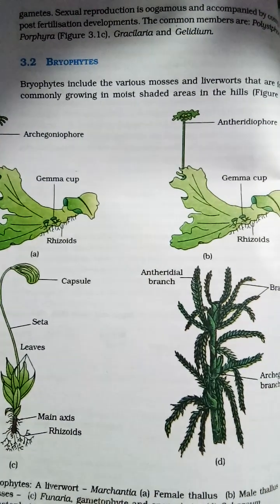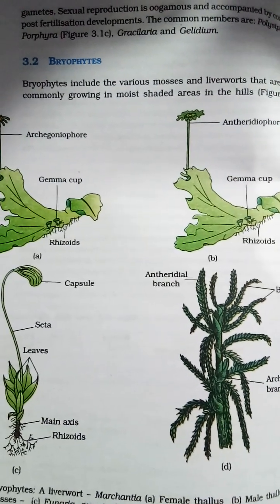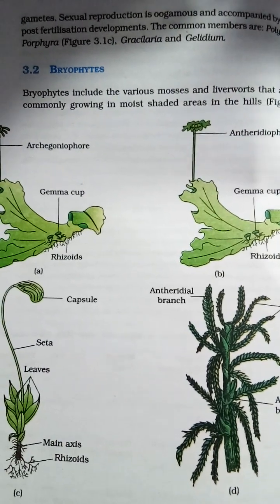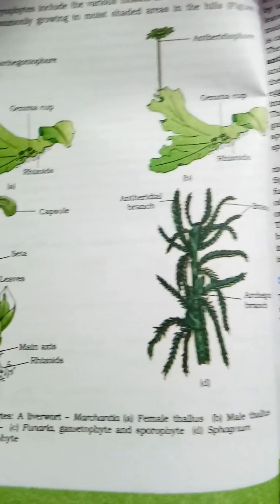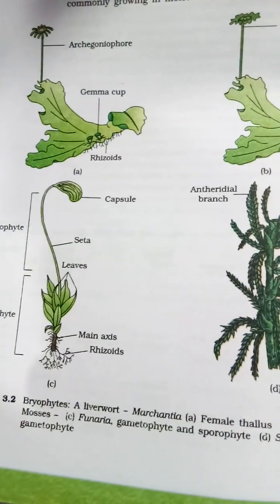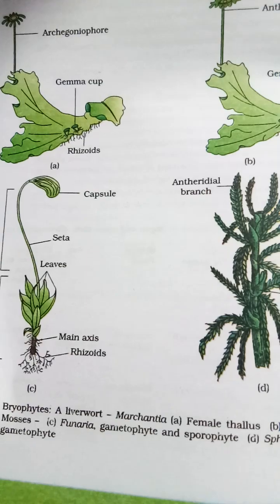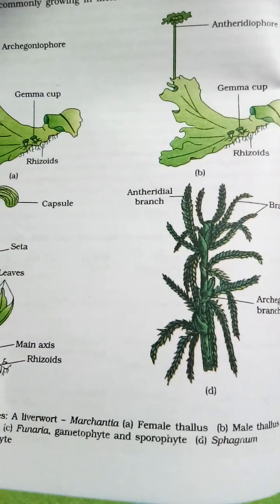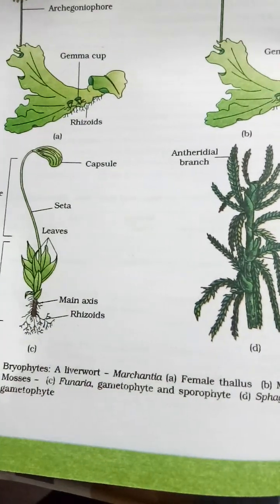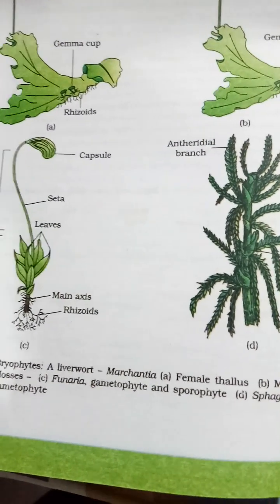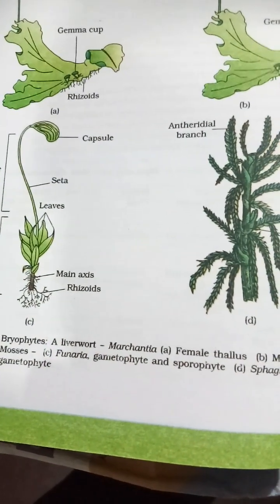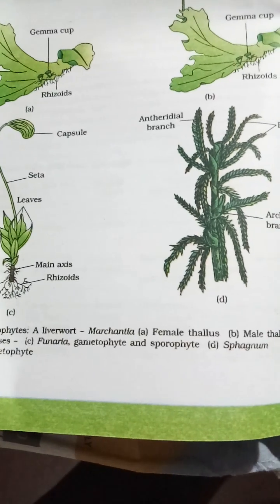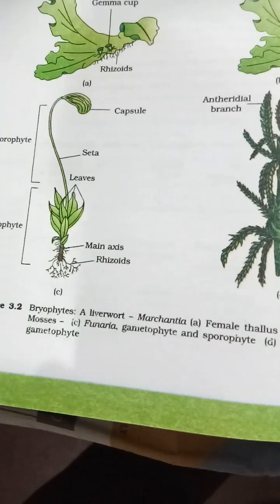Dear biology aspirants, right now I have the NCERT book of biology, and here I would like to discuss the bryophytes. Here you will see the design of the plants, and you will find them in the moist areas of the hills. When you go to the hills and the moist area, you will find the bryophytes. And the bryophytes include the liverwort and Marchantia, female thallus, male thallus, mosses, Funaria, gametophyte and sporophyte, Sphagnum, gametophyte.